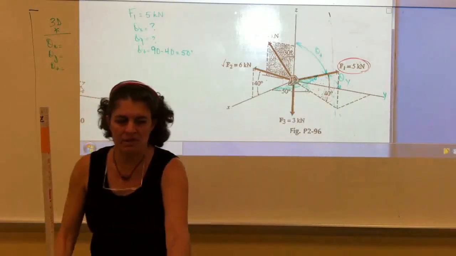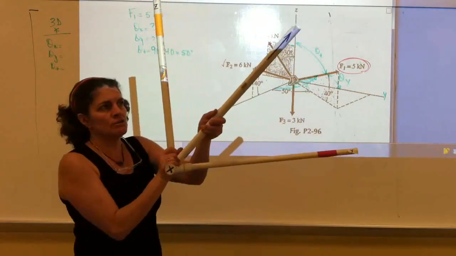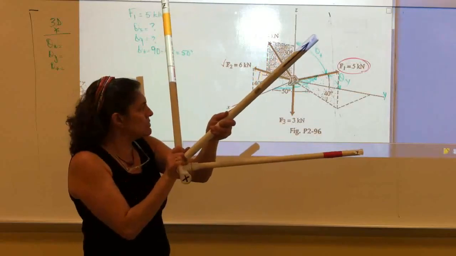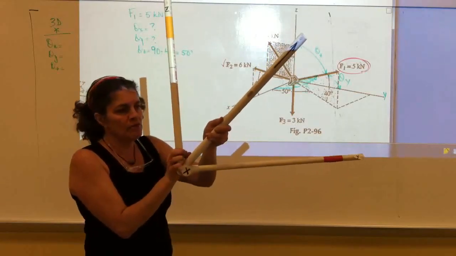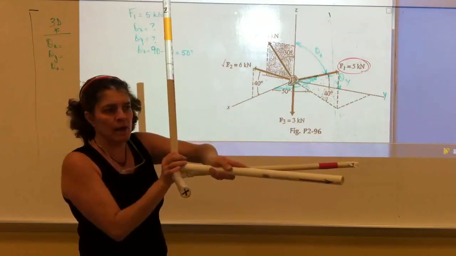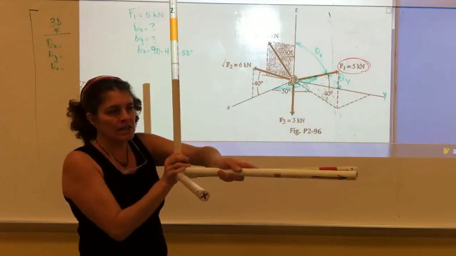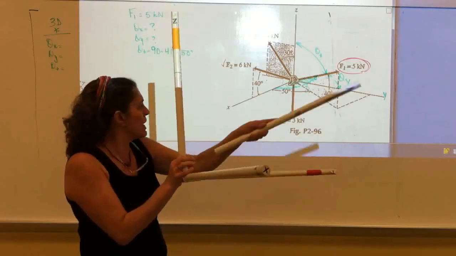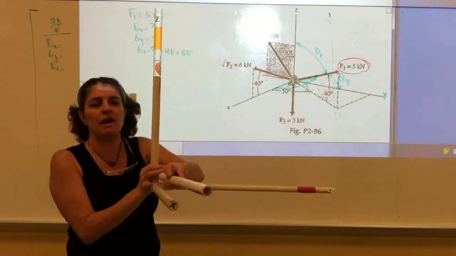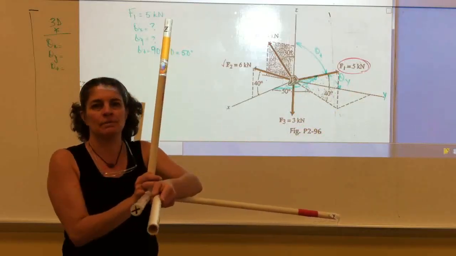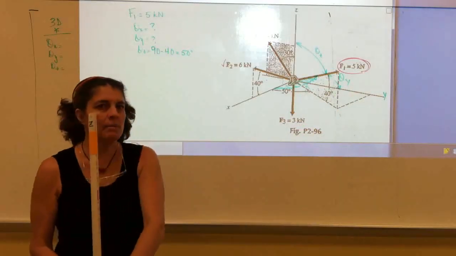So let's do it with the PVC pipe. I take this force, the magnitude of it is 5. Multiply 5 times the cosine of 40. I now brought the force here. Then I take that value and multiply it by the cosine of 50, and now I found the x component. How about the y?